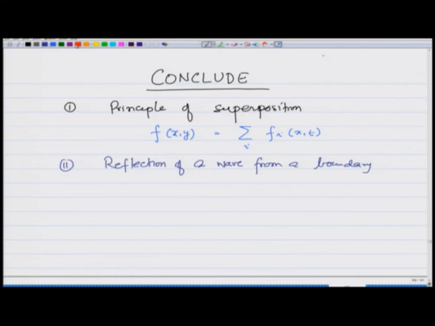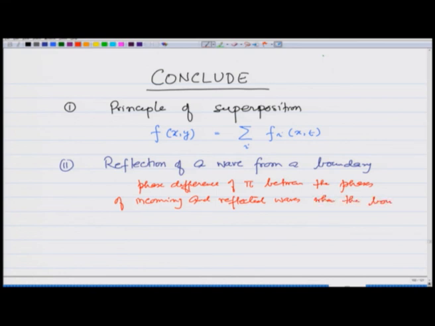In particular, we learned that there is a phase difference of pi between the phases of incoming and reflected waves when the boundary is hard, that means no displacement at the boundary.